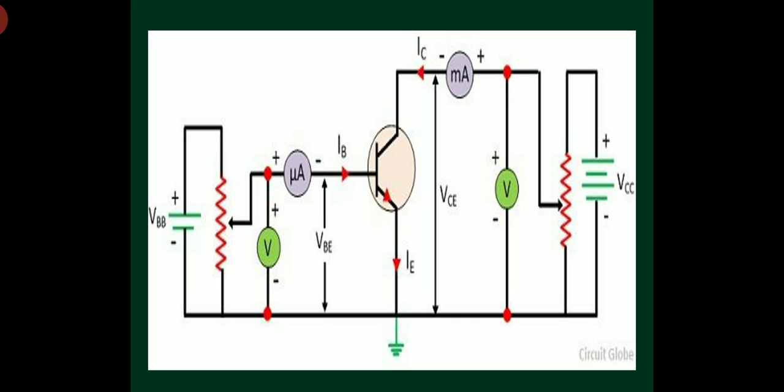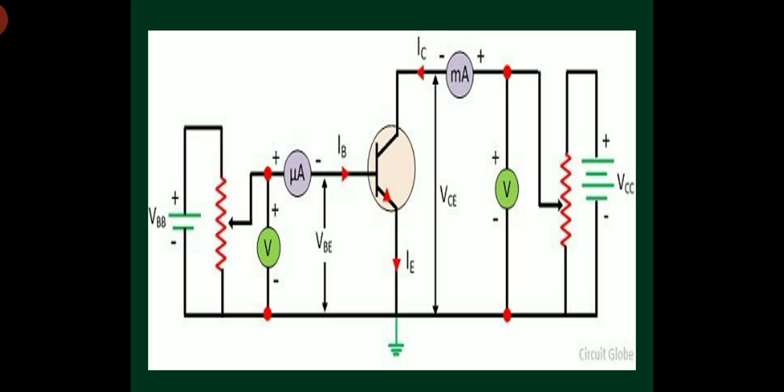In order to know the input current IB, I am using an ammeter, right? So make sure that an ammeter is always connected in series and a voltmeter is always connected in parallel. Here I am using a microamp ammeter. Why? Because the input current IB is in the microamp level. IB is very small compared to IC and IE. IC and IE are in the range of milliamps, and IB is in the range of microamps only.